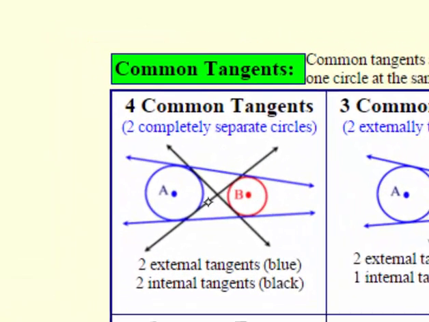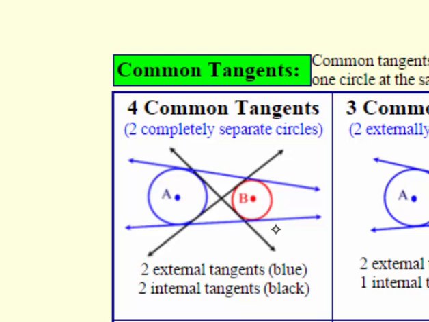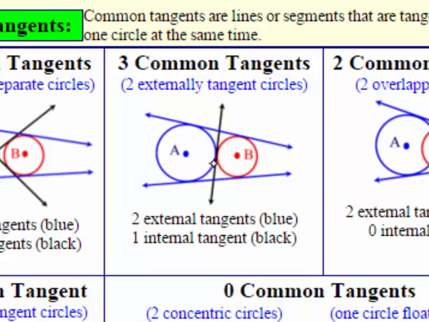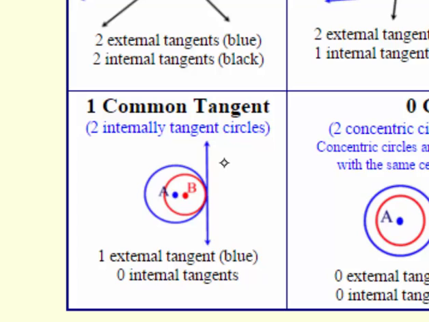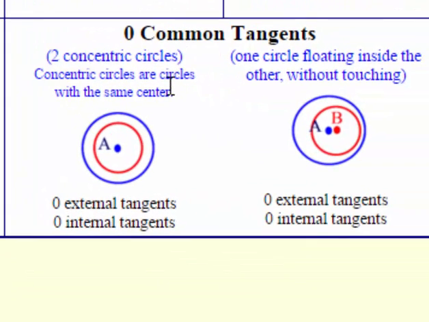You might get 2 circles that are separated, and in that case you will get 4 common tangents, like what you see here. If the circles are tangent to each other, like how we have in the problem we're currently doing, you'll get 3 common tangents, like you see here. This is if the circles are overlapping. If you have one circle inside the other circle so that they are still tangent to each other, you'll get 1 common tangent. And then if you have concentric circles or one circle floating inside the other circle, you'll get no tangent. So these are the different scenarios you might face.